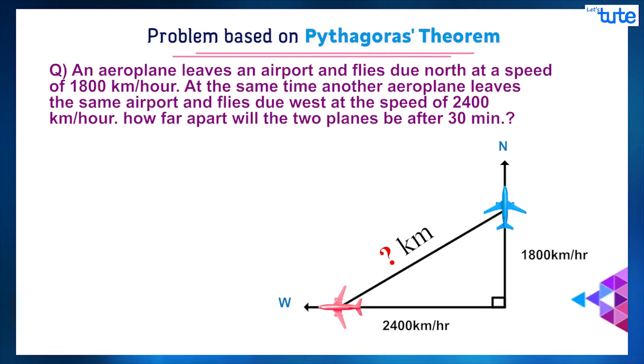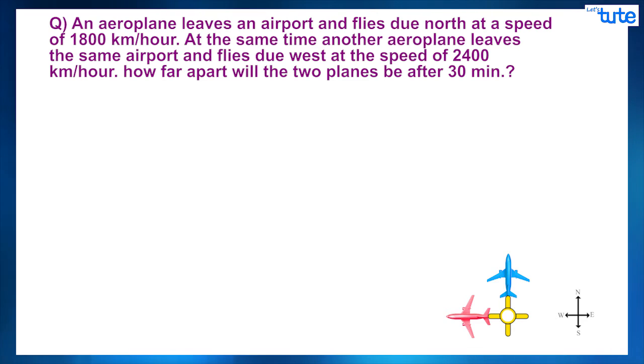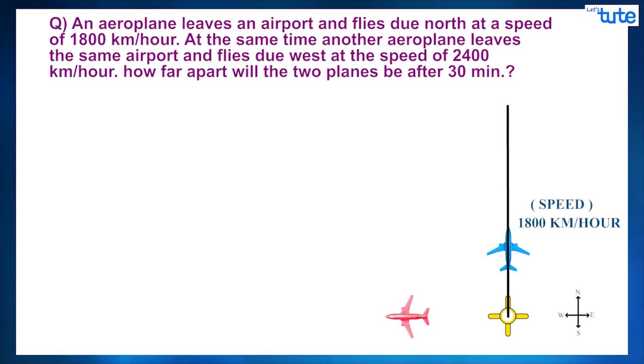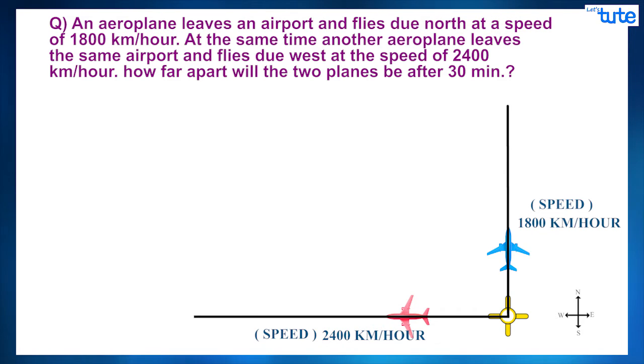So, as you can read in the question, we are told that two planes take off at the same time from the same airport. One of the planes flies north at a speed of 1800 km per hour and the other plane flies west at a speed of 2400 km per hour. Now, if we consider point Q to be the airport, then when the two planes fly west and north respectively, a right angle is formed at point Q. We are asked to find the distance between the planes after 30 minutes.